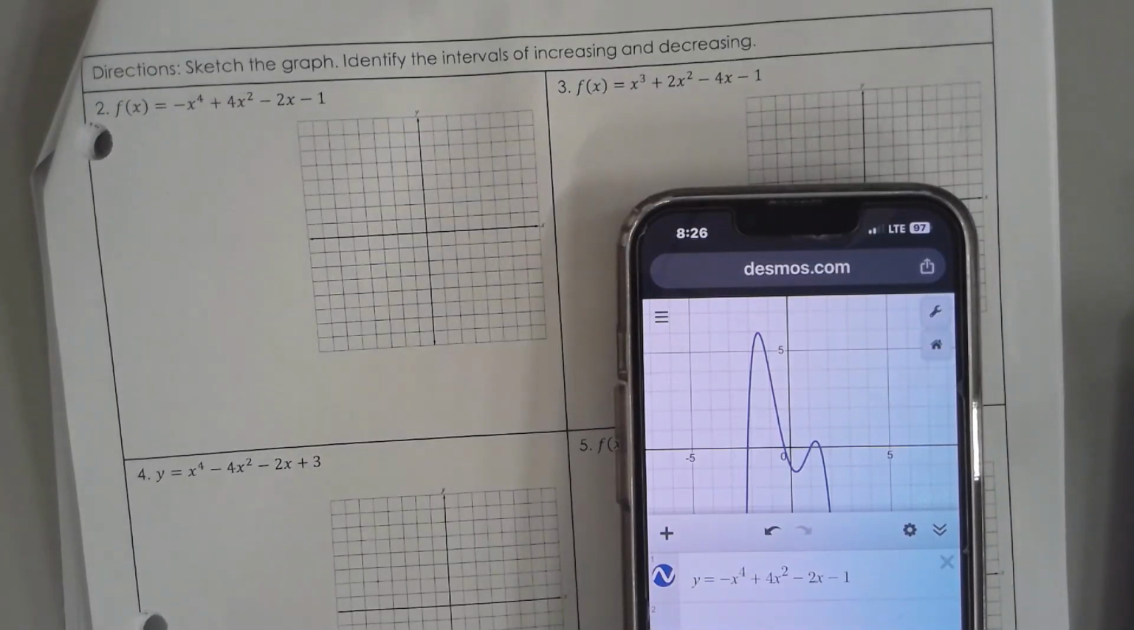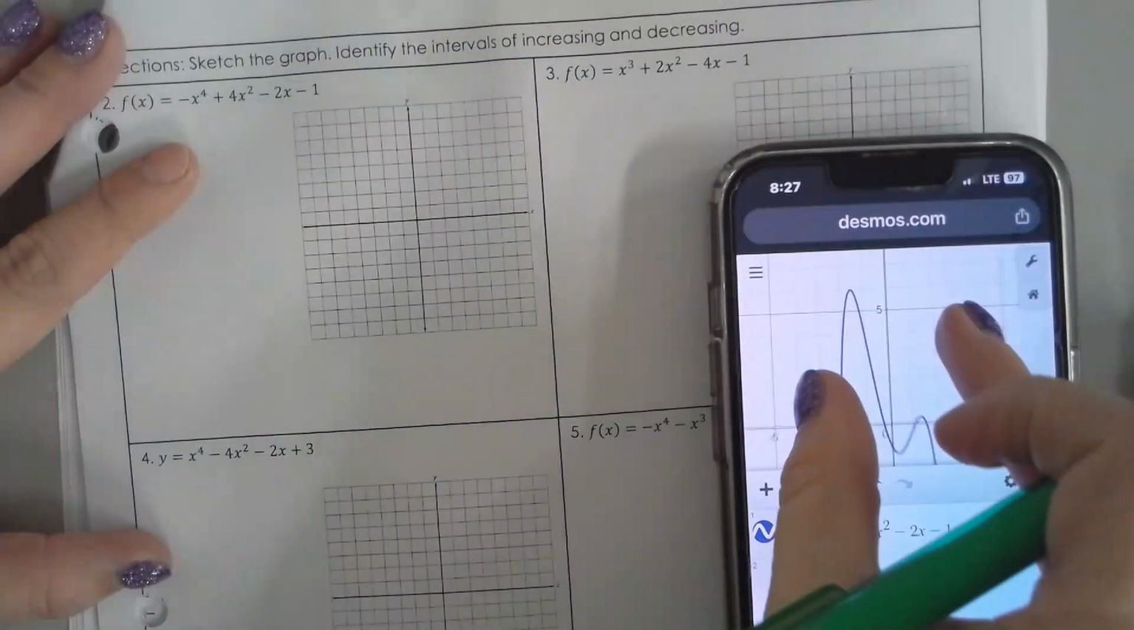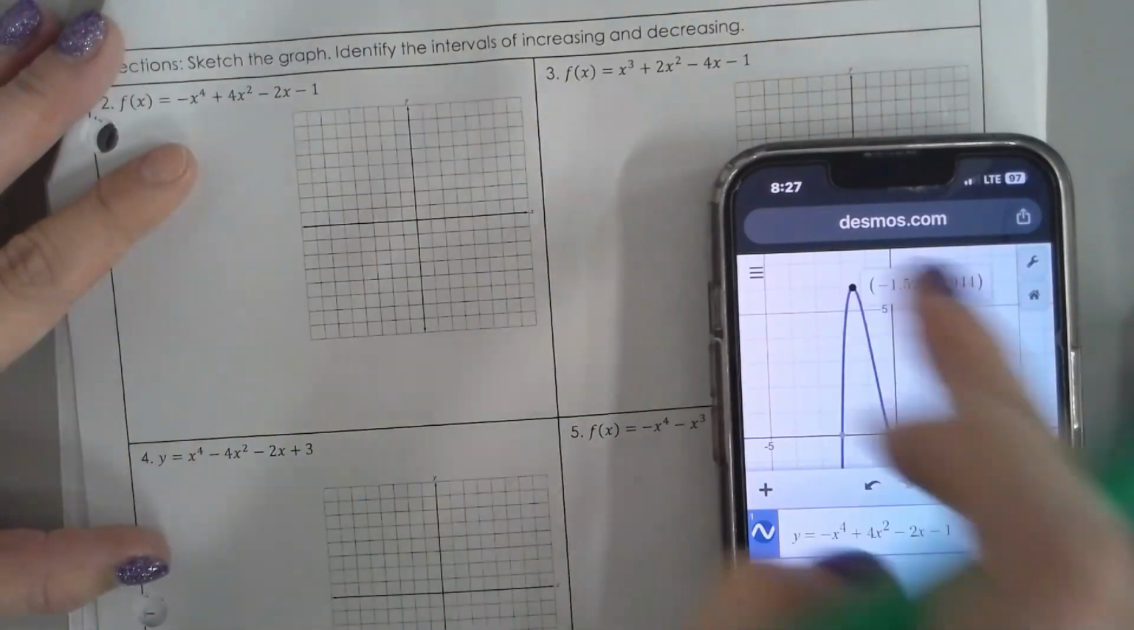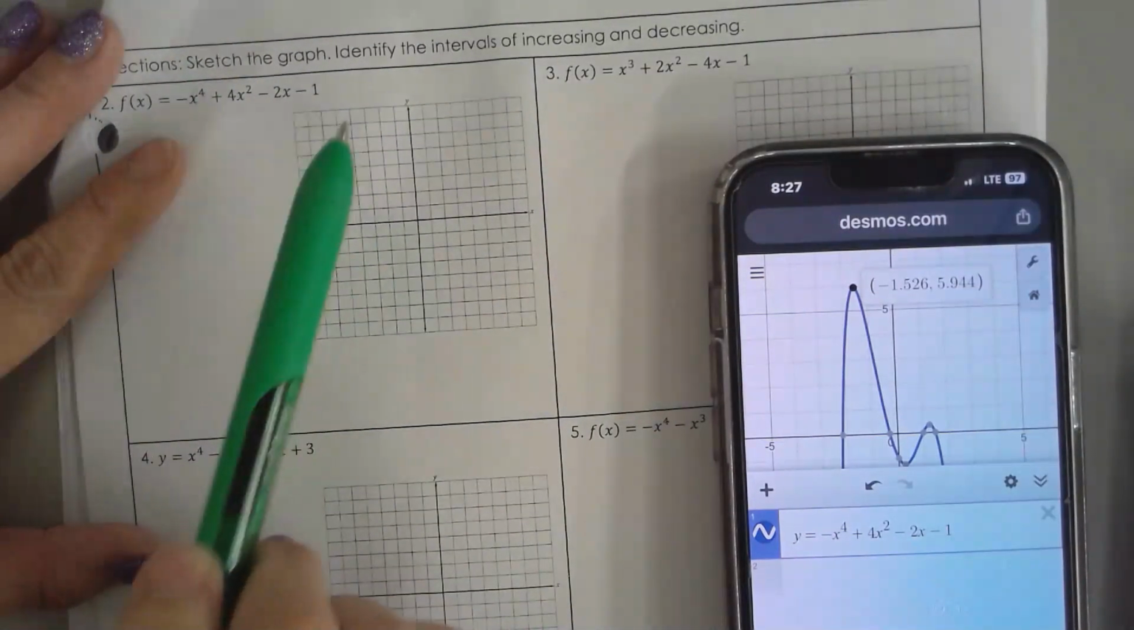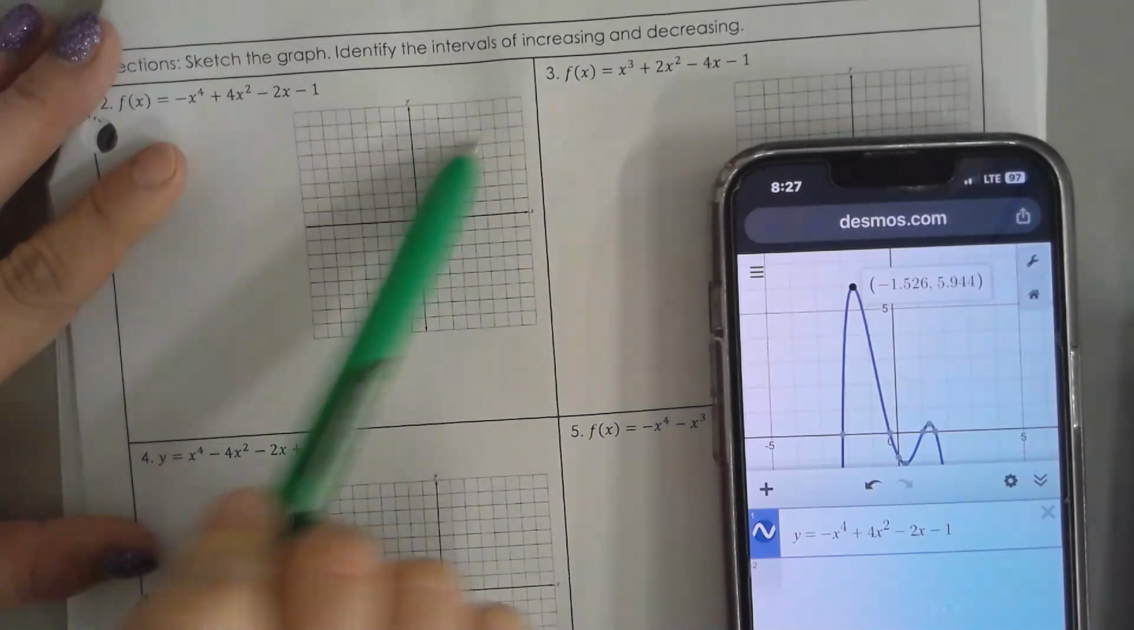So this example has 2 maximums and 1 minimum. Remember, your maximums are your hilltops or your mountaintops. Your minimums are down in the valleys. And I want you to start by graphing those. And it 100% helps if, when you draw the point, you write that point down over here.